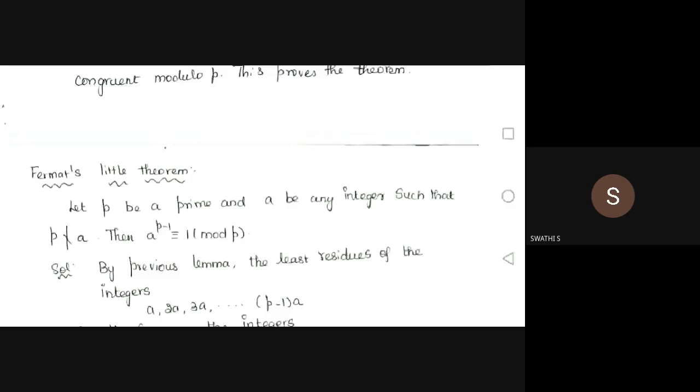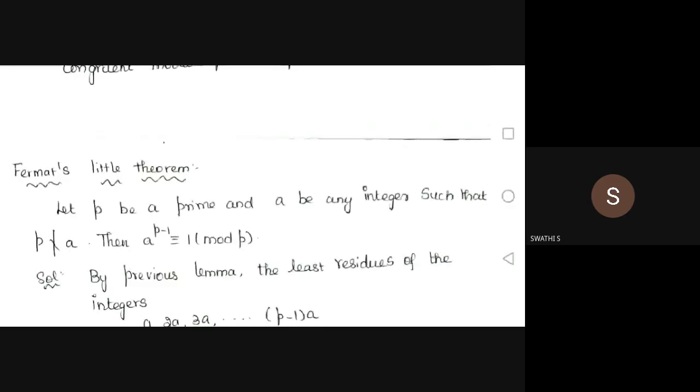Suppose in Fermat's theorem we multiply both sides by A. The left side becomes A into A power P minus 1, which is A power P, and the right side is A. So A power P is congruent to A mod P. You have to remember this: if A power P minus 1 is congruent to 1 mod P, then multiplying both sides by A, you get A power P is congruent to A mod P. This result will be applied while working out problems. It is another form of Fermat's little theorem.